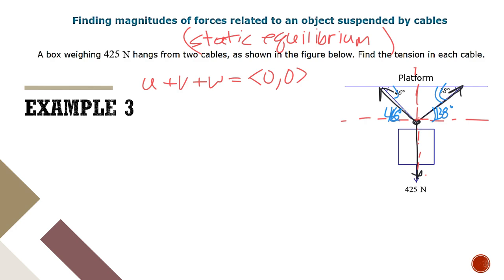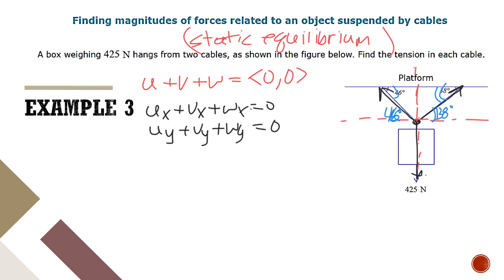If you think about it, we're going to have u sub x plus v sub x plus w sub x is equal to 0, as well as u sub y plus v sub y plus w sub y, your y components, is also 0. So when we do this, we're going to get two equations. And you're going to follow through with your same SOHCAHTOA for all of those, just like we did on the last example. So I'm not going to walk through every step of this, just because it's going to be identical to what you did before.